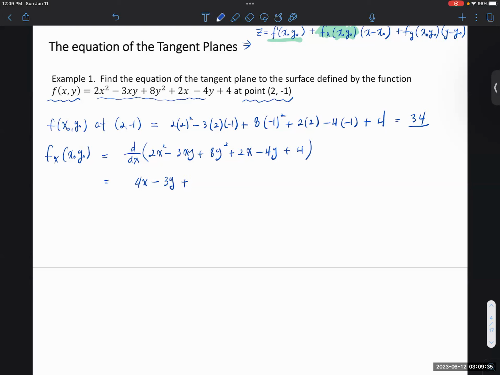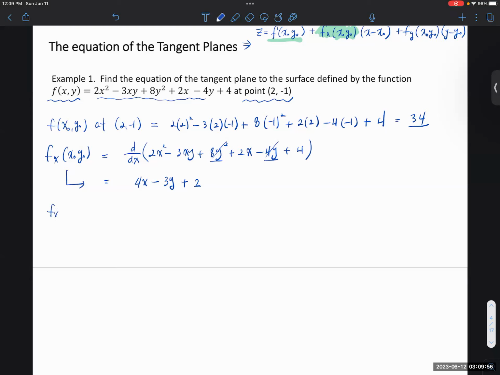And then this is just going to be what? y² is a constant, so what do you guys think? 0. So this is going to be 0. And then we have a 2. And then 4 will be 0 as well, so the constant will be 0. So this is f of x, the partial derivative with respect to x.